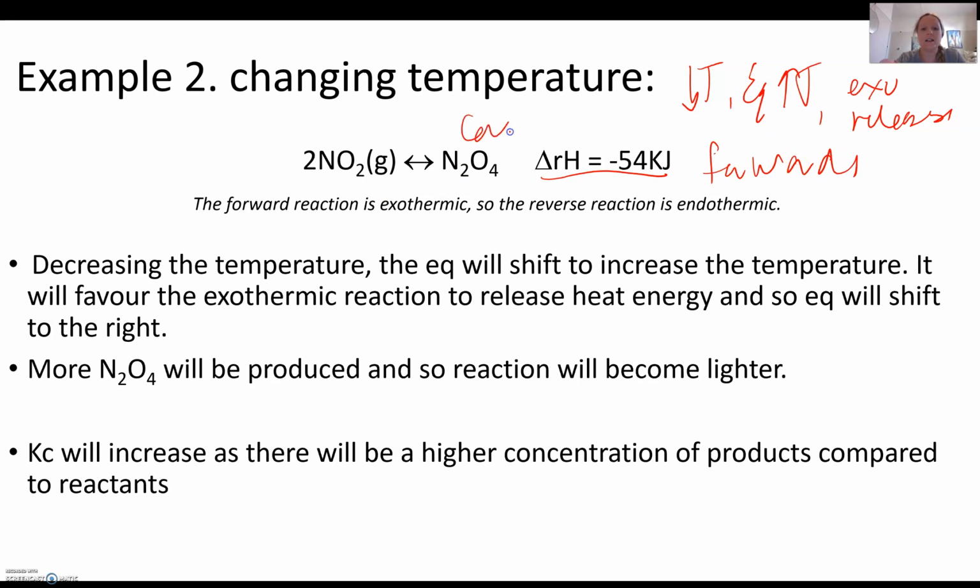Remember, this is colourless and this is dark brown, so that means that more of the colourless means the solution will become lighter. It's still equilibrium, so you will still have some brown, so it's not going to be completely colourless, it'll just be lighter.